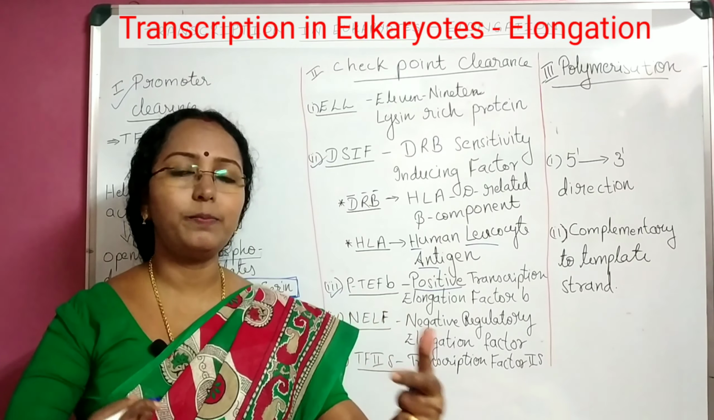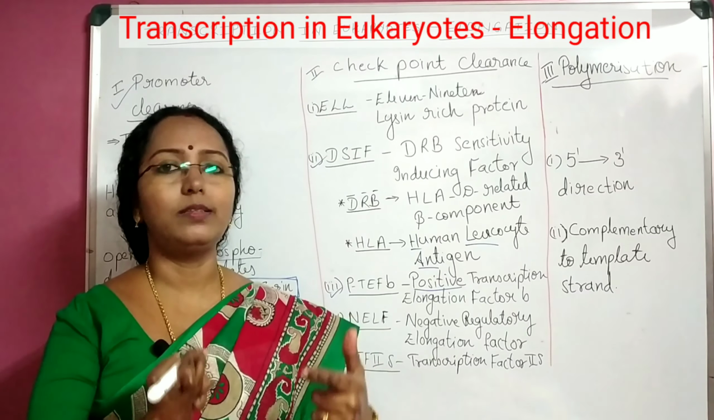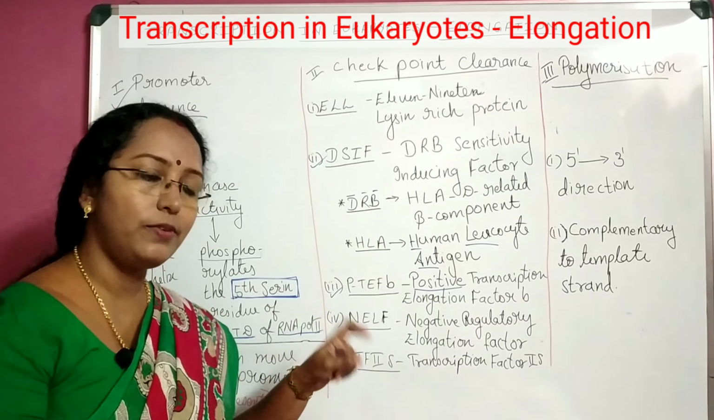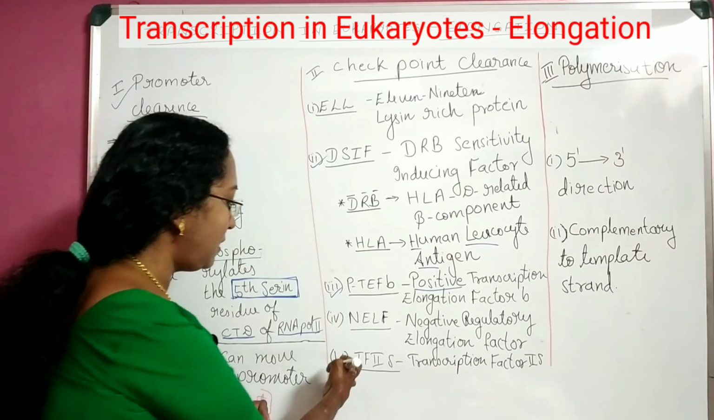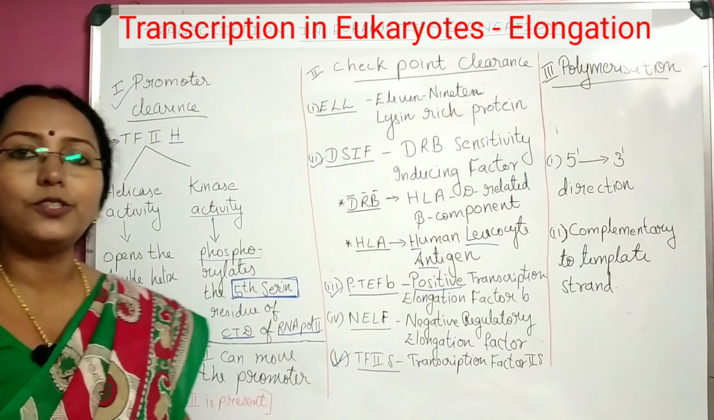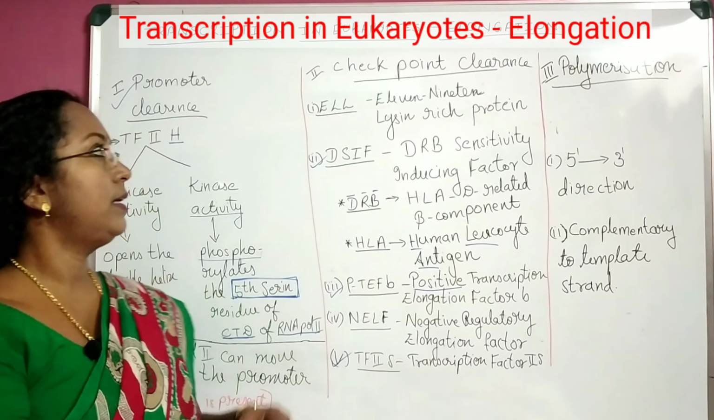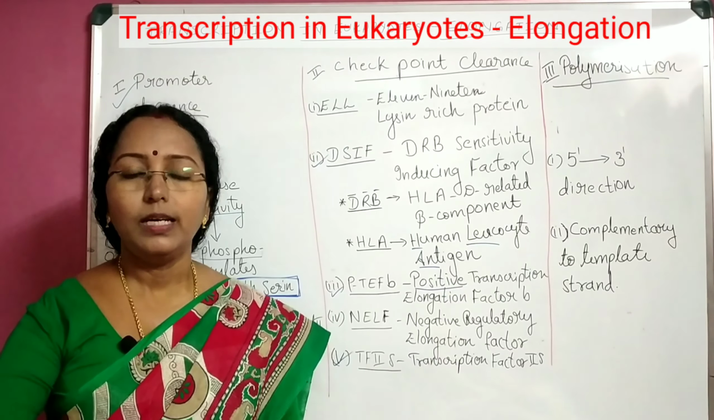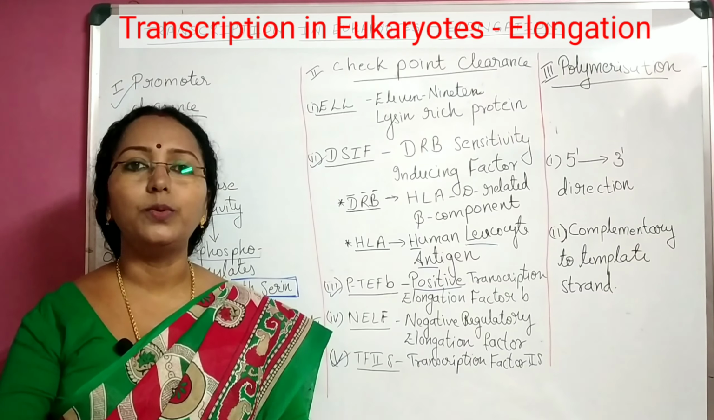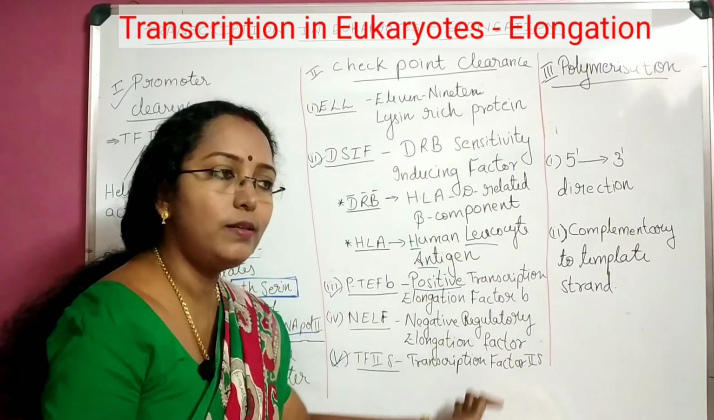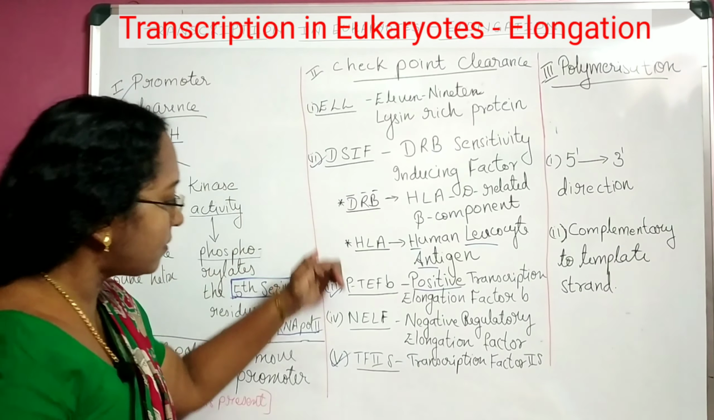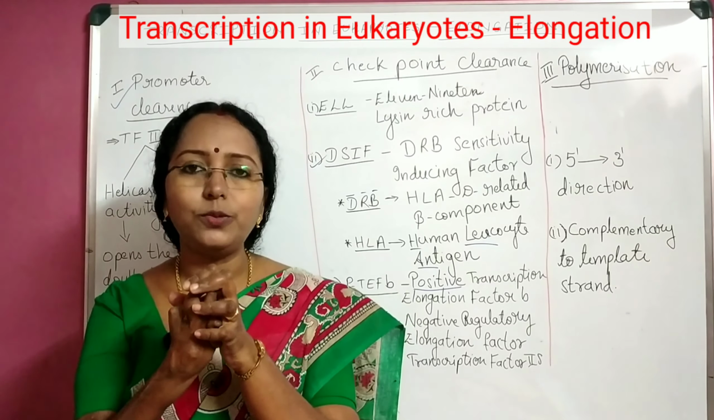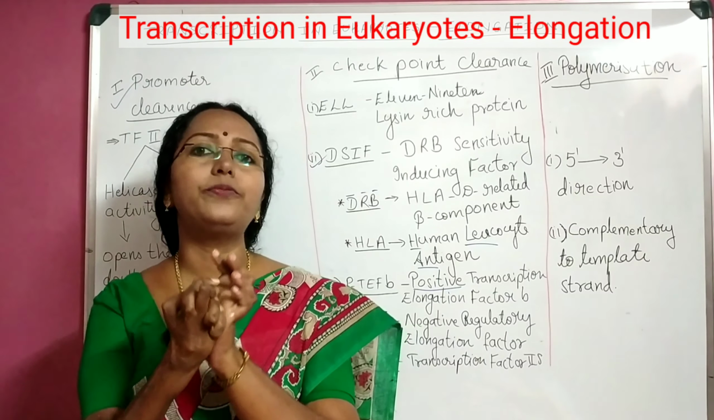We will be seeing how these players are actually involved in this. So PTEFB is there, positive. NELF is there, negative, against. Last one, TF2S, transcription factor 2S. Again, a major key player in checkpoint clearance. So in transcription elongation, the major focus is how this checkpoint clearance is happening, or how these 5 factors that I have listed here are working in coordination with each other and actually doing the process of elongation.